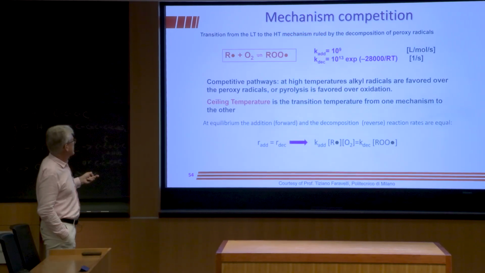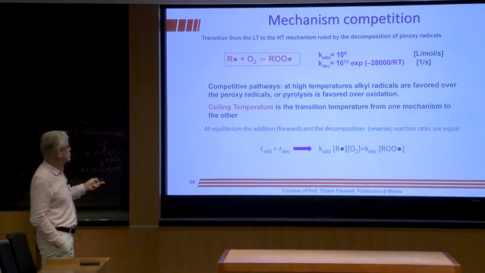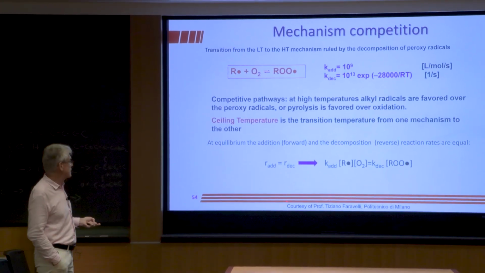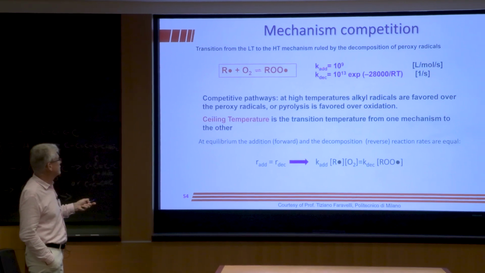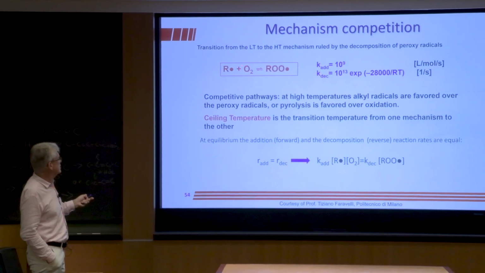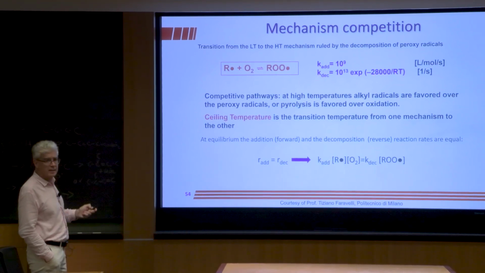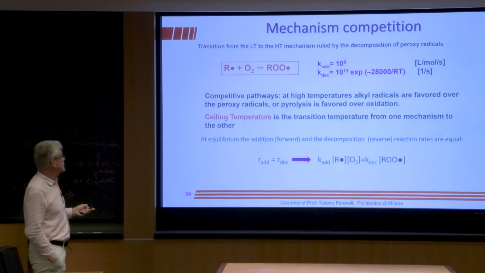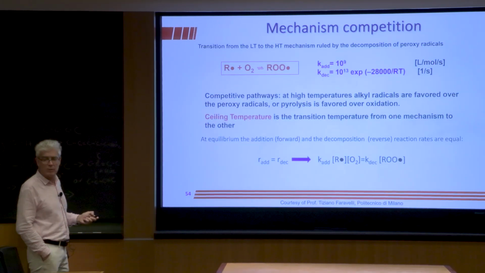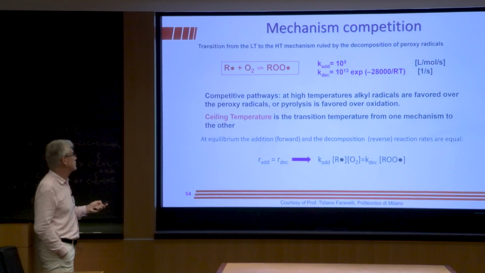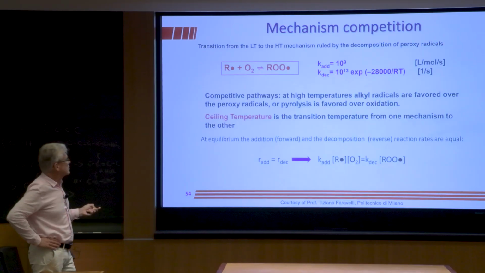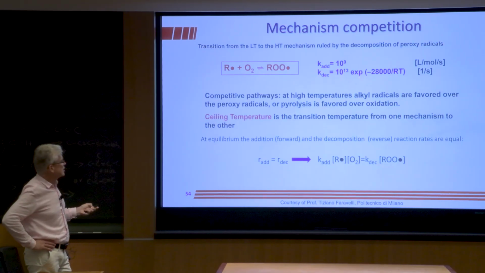So we have, this is an equilibrium, right? We have R plus O2 giving us RO2. And again, this slide is courtesy of Tiziano Faravelli. So the rate constant for addition has no activation energy. It's 10 to the 9, and this is in liters per mole. It's 10 to the 12 centimeters cubed. But the rate constant for dissociation is 10 to the 13 times the exponent of minus 28 calories all over RT.